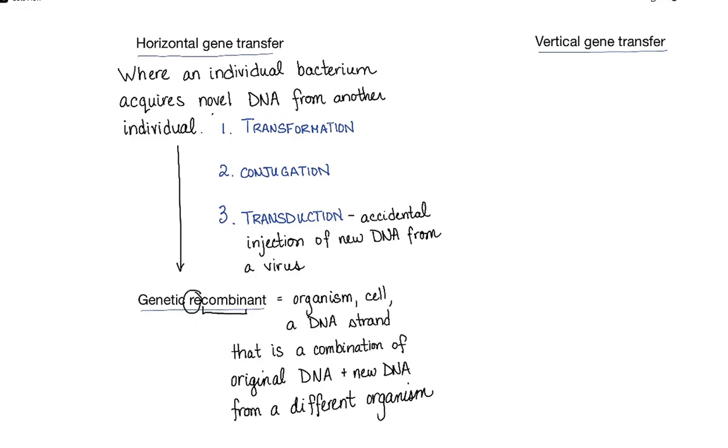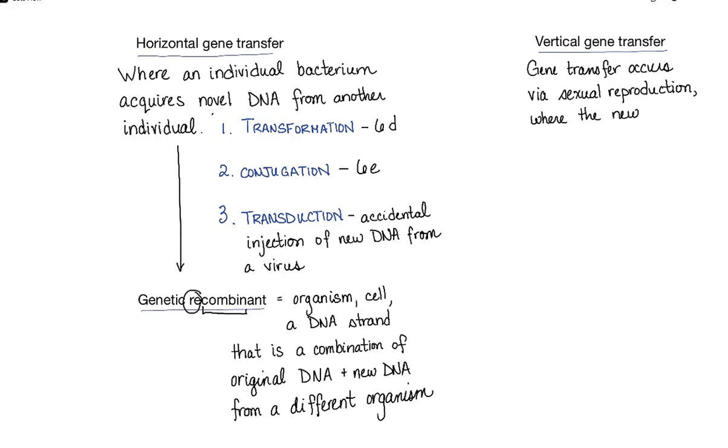In other words, a virus brings some novel DNA and injects it into an unsuspecting bacterium. Transformation and conjugation will be covered in lectures 6D and 6E, respectively. Now, vertical gene transfer is going to be creating a new individual. So the only way that genes are transferred is by creating the next generation. And on the family tree, that means going down, and that would be vertical.